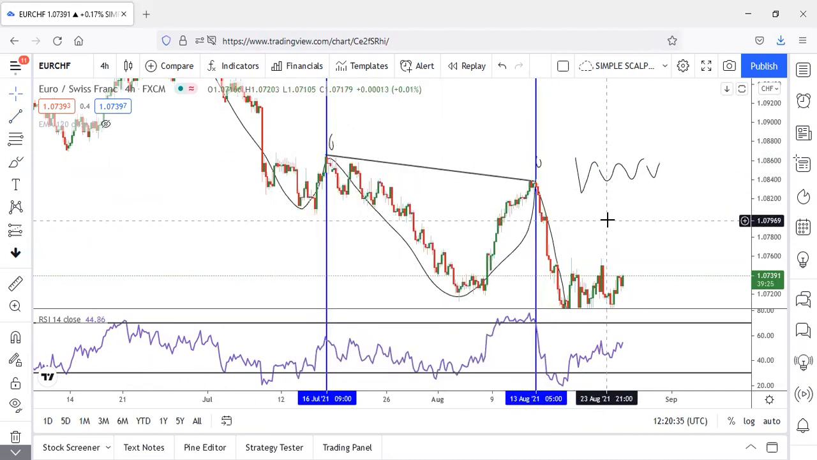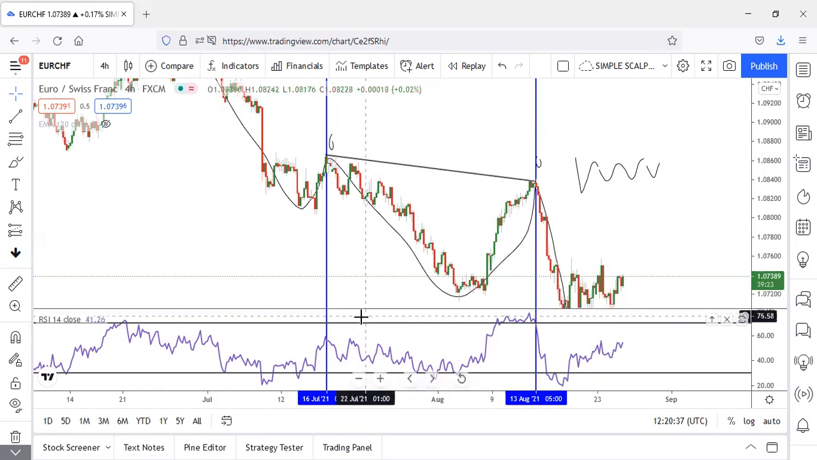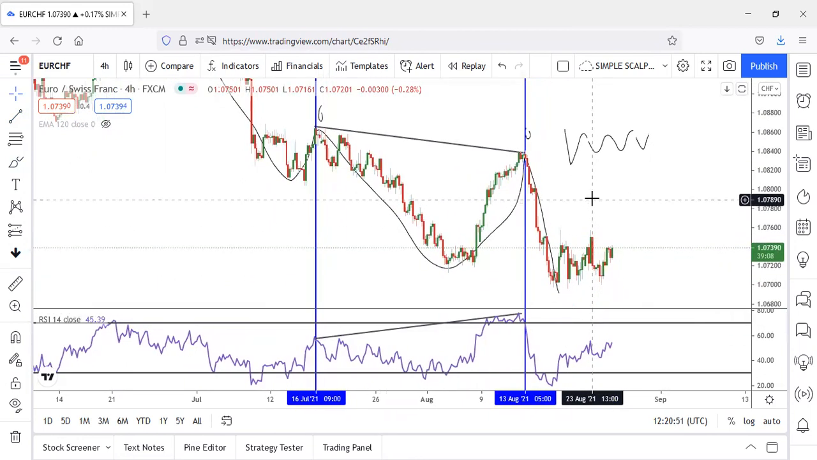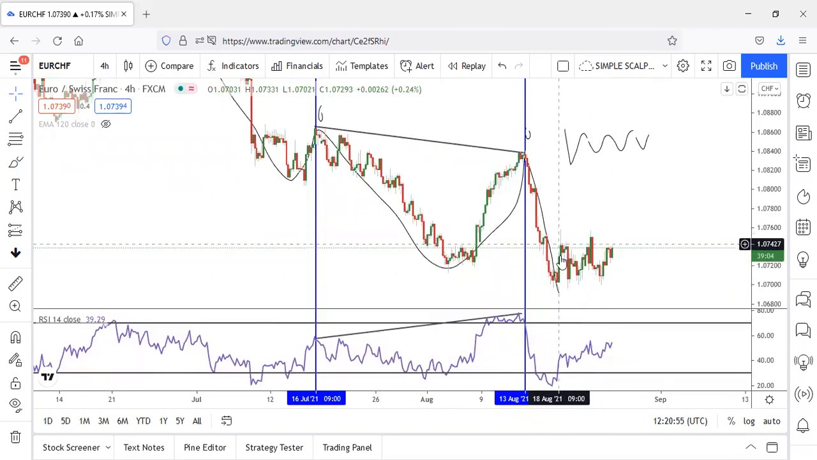All right. Then do the same thing on your oscillator. So you want to connect the lower part with the higher part right here. Okay. Once you see that price and oscillator are on the opposite side, as you can see, price is trending down while oscillator is trending up.